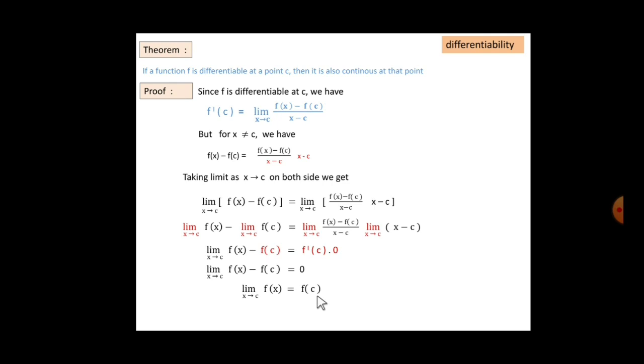at point c. Because if the function is continuous at point c, then the limit should exist as x tends to c, and f of c should be equal to it. We got the same case. So therefore, if any function is differentiable, then it should be continuous at that point. This implies f of x is continuous at x equal to c.